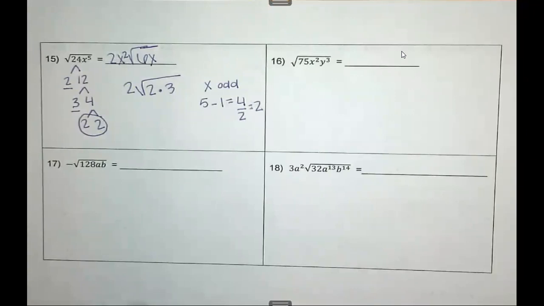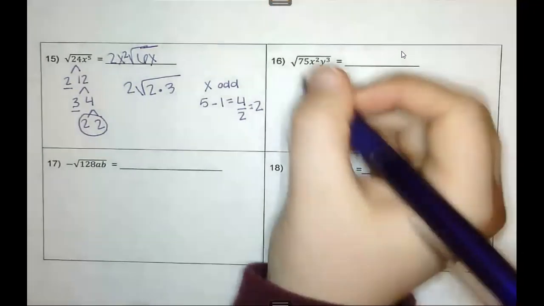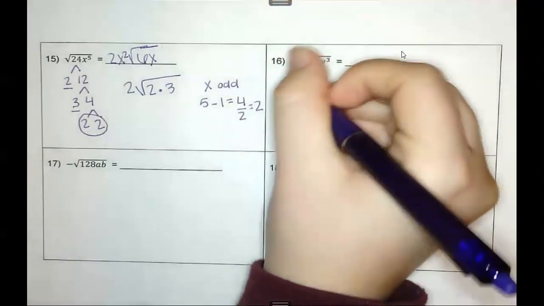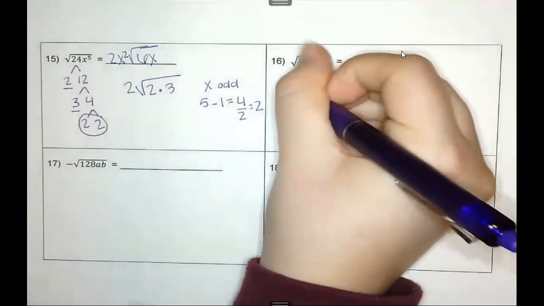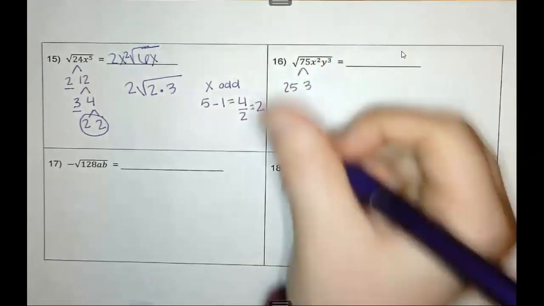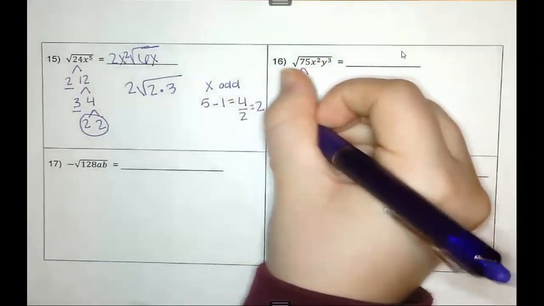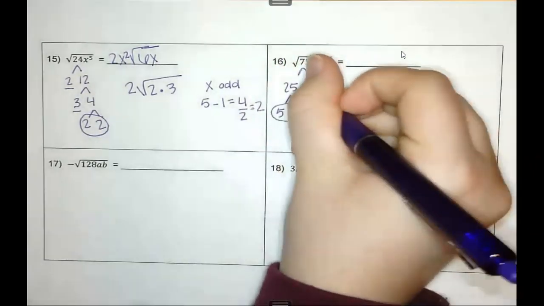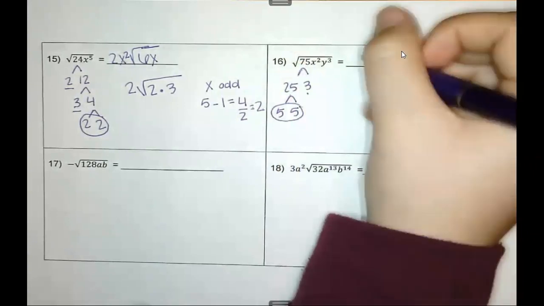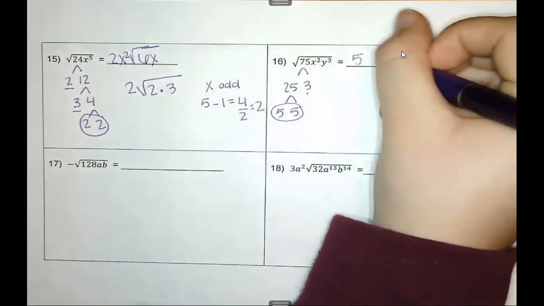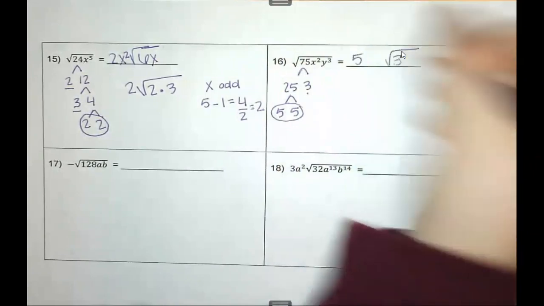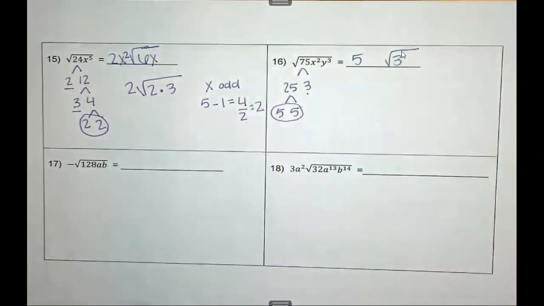All right, number 16. First, we would deal with our number. So what multiplies to give us 75? 25 and 3. All right, what multiplies to give me 25? 5 and 5. So there's my pair with a 3 left over. So I get to take the 5 out of the square root, but I am going to have a 3 left over under there. All right, now I'm going to deal with my variables.